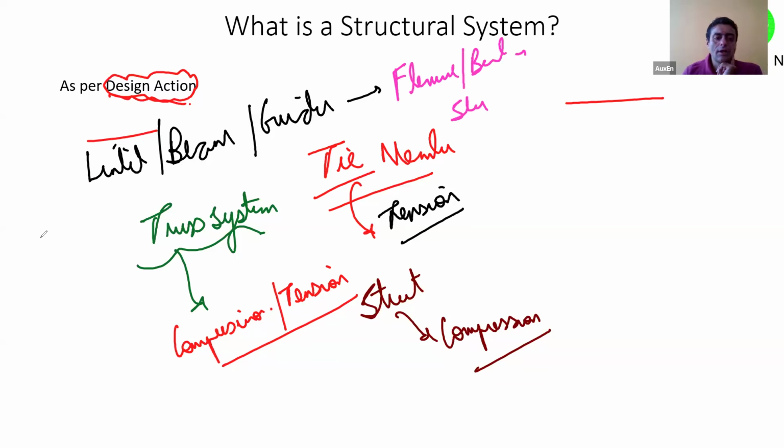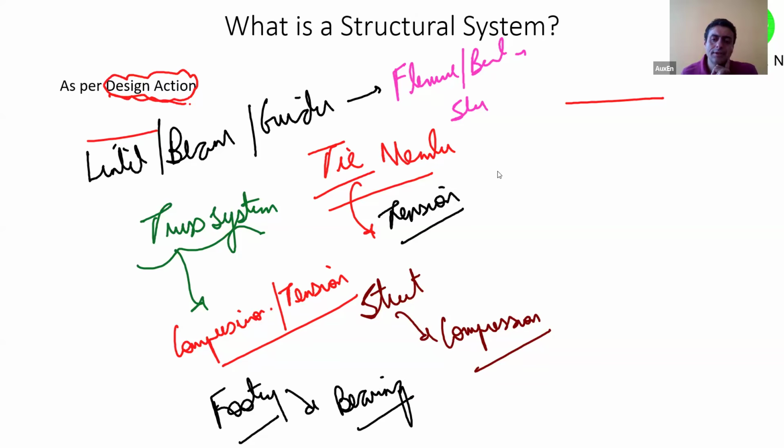Or let's say it's a footing element, and we understand that footings will transfer the loads from column to soil. So if it's a footing, the dominant design action through which it will transfer the load from column to soil will be, let's say, bearing action. You understand? So this is how, as per the design action, we may classify a particular structural system.